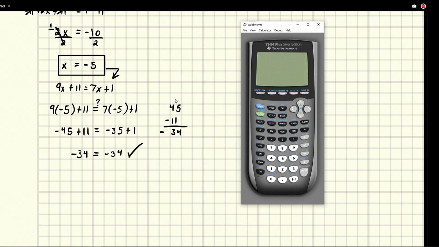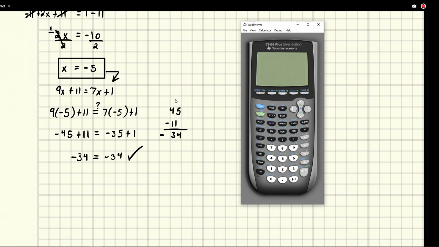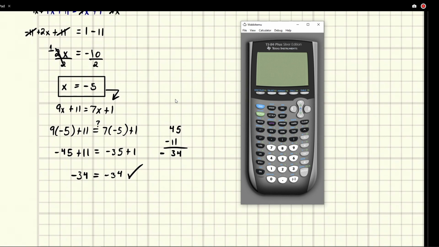So we get that our solution checks out. It's a really easy way to check it so that on an exam you can know for certain that you got it right and that your solution is a good one. And that's all you've got to do.